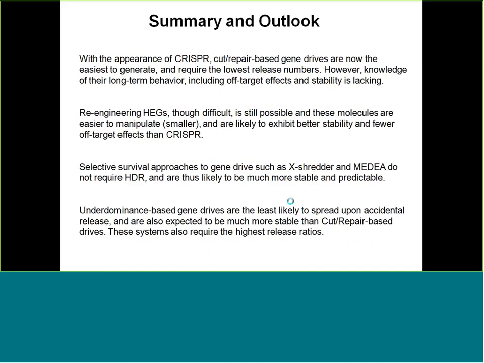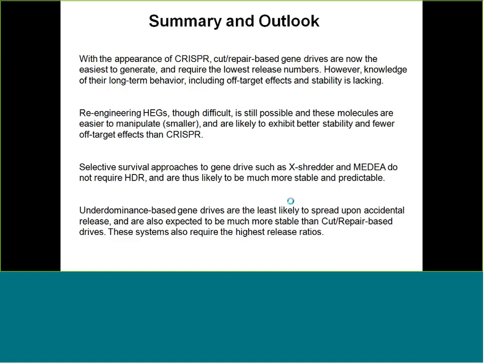So, summary: with the appearance of CRISPR, cut and repair based gene drives are kind of in the news because they're very easy to generate and they require extraordinarily low numbers of releases, but we have no knowledge of their long-term behavior, including off-target effects and stability. So these still require quite a bit of investigation. Re-engineering homing endonucleases, though difficult, is still possible. These, once they're developed, are much easier to manipulate and are likely to exhibit better stability and fewer off-target effects than CRISPR-based systems, although we'll see as that time moves on.